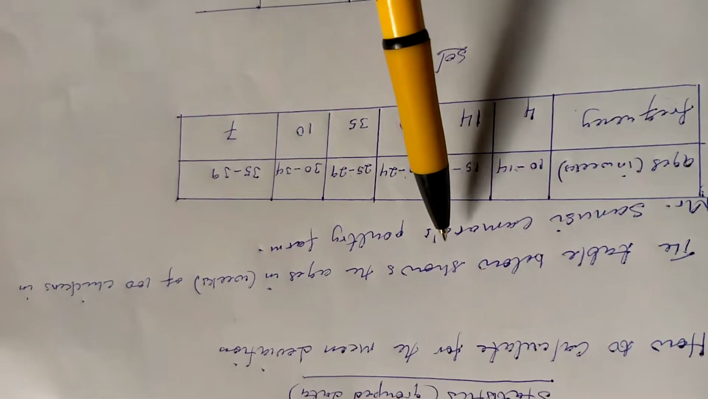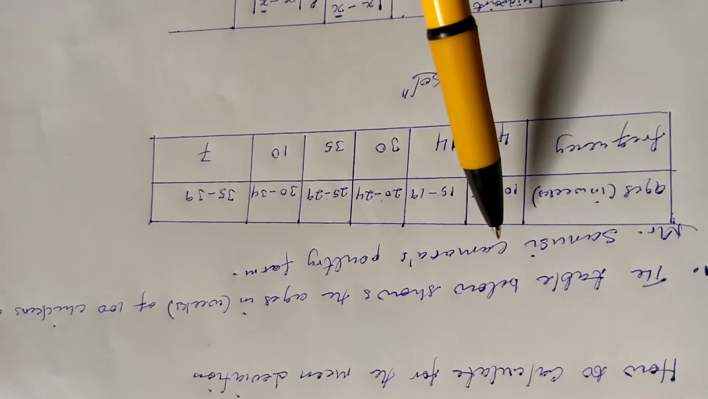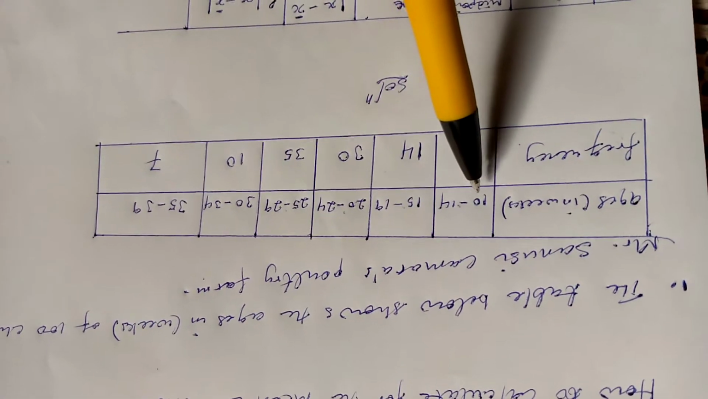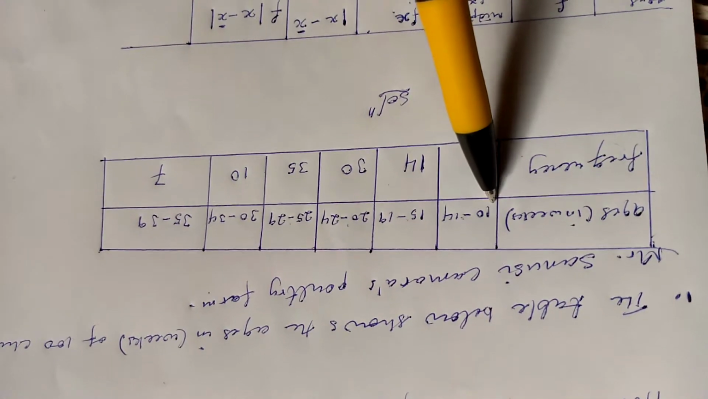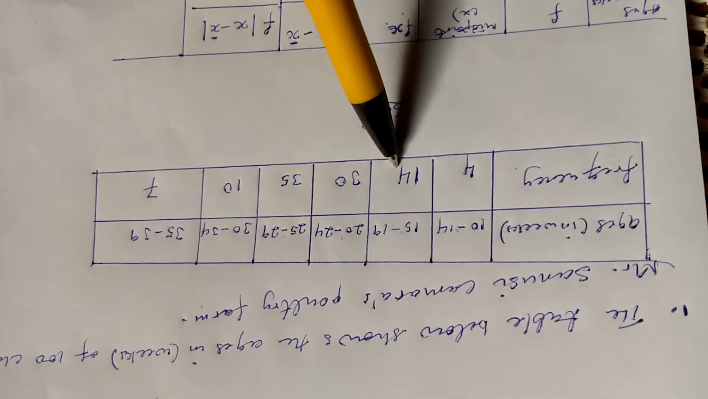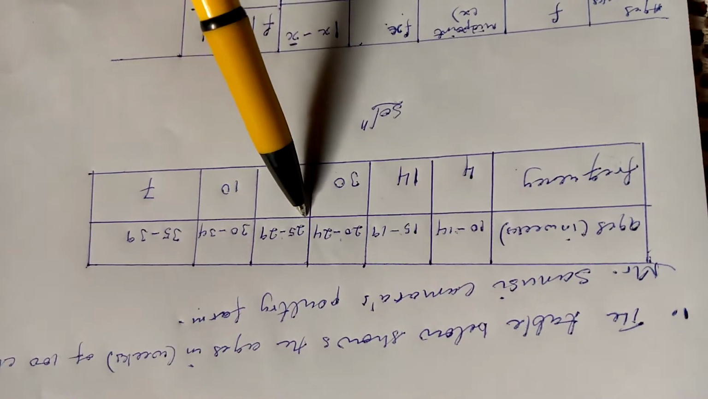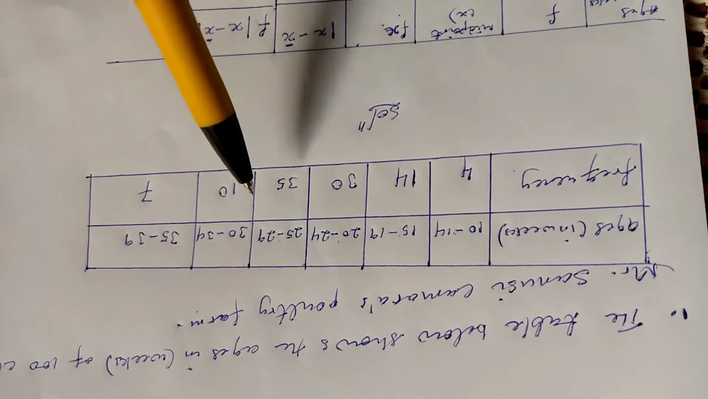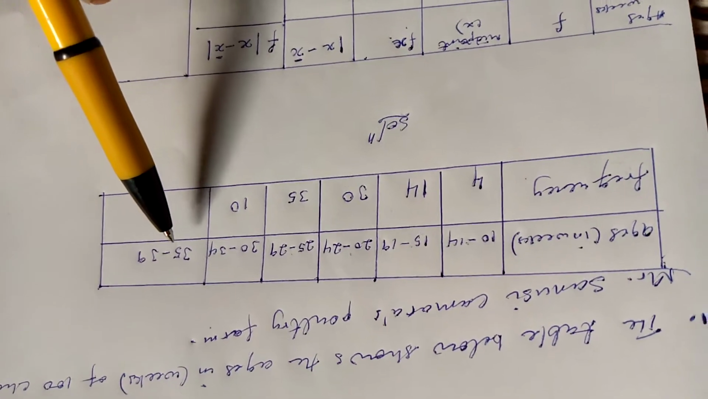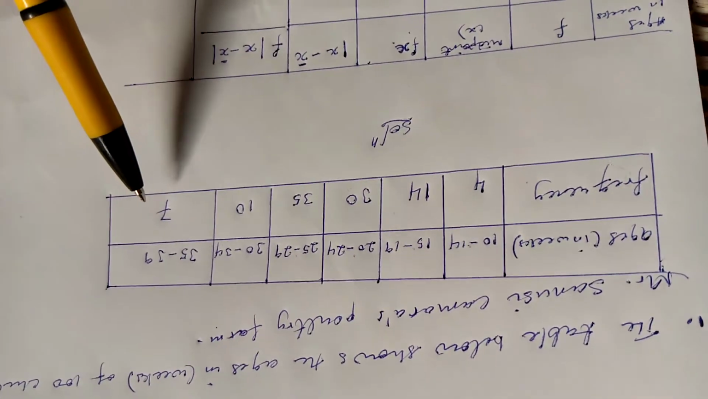The table below shows the ages in weeks of 100 chickens in Mr. Sanusi Kamara's poultry farm. Now these are the ages in weeks. The group is chickens from 10 to 14, we have 4 of them. 15 to 19, we have 14 of them. 20 to 24, we have 30 of them. 25 to 29, we have 35 of them. 30 to 34, we have 10 of them. And chickens from 35 weeks to 39 weeks, we have 7 of them.